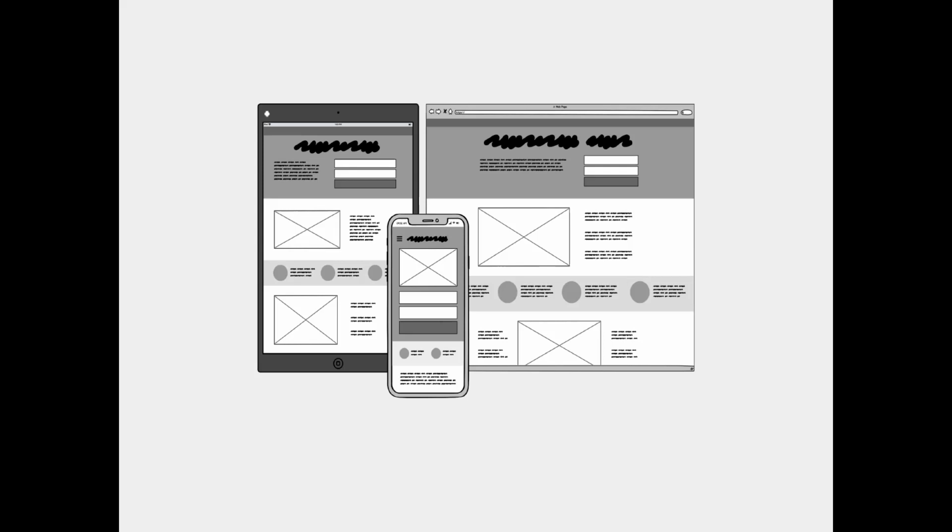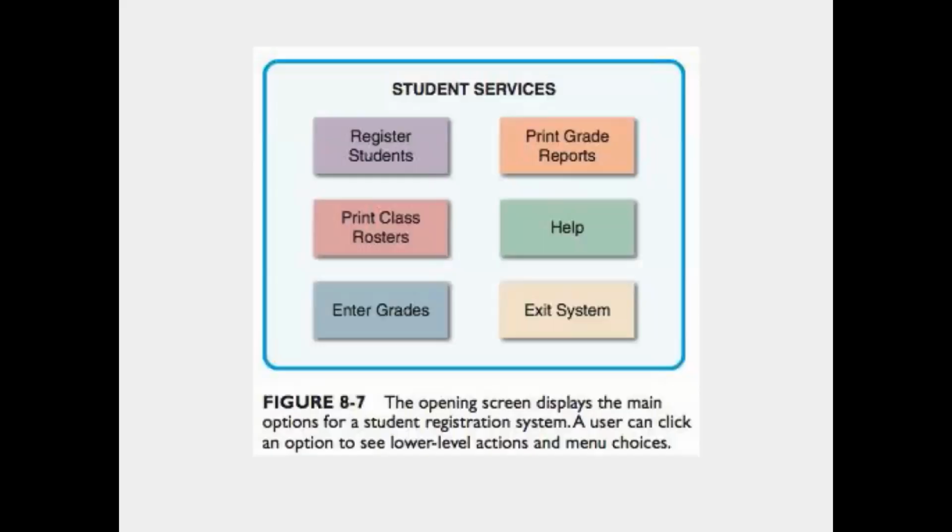Right. Now let's look at another example. This is again from the book that I am using. This is an opening screen of a student registration system. And you can see that it says student services, and there are 6 buttons, right? When you have a situation like this, depending on what the user needs, the user has to click one of the buttons, and depending on what the user clicks, it should go to the following screens, right?